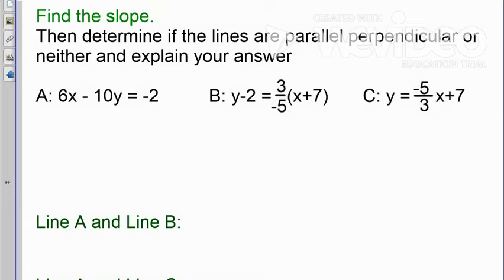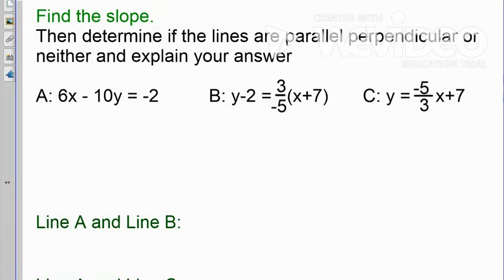It says then determine if lines are parallel or perpendicular in either and explain your answer. So right now we have 3 equations. A is in standard form, B is in point slope, and C is in slope intercept form. All right, so in order to get my equations so I can compare slopes, I need to have them all in slope intercept form, excuse me.